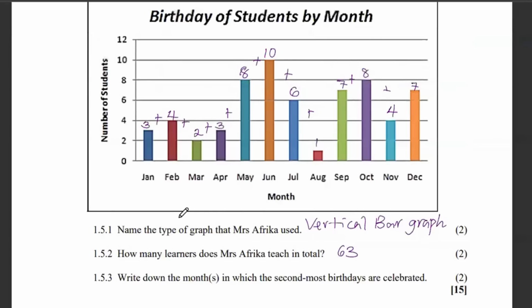Write down the months in which the second most birthdays are celebrated. The most birthdays celebrated is 10. So the second most is May and October. So here your answer has to be May and October.